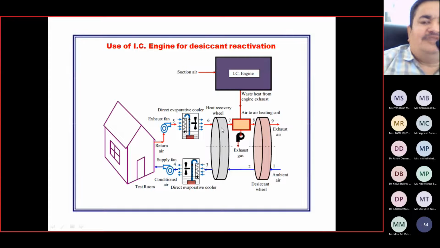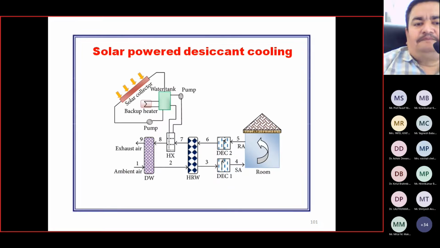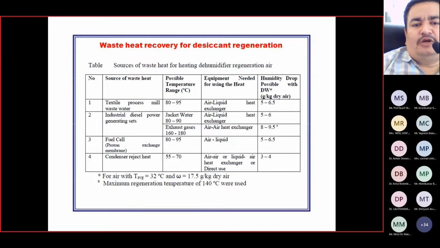Similarly, IC engines in a huge diesel generator set are available, so that can also be a good source to provide large waste heat from the diesel exhaust, to be used in an air-to-air heating coil for the reactivation or regeneration purpose in the dehumidifier. This is also a solar powered system.